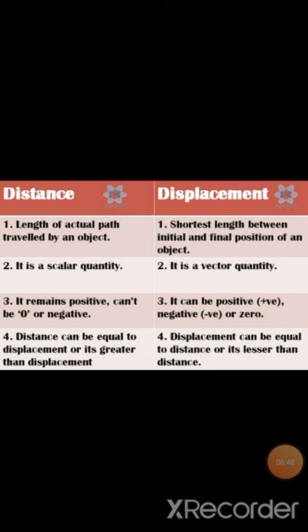Now, let us see whether distance is a scalar or vector and displacement is a scalar or a vector. When we talk about distance, we don't specify any direction. So, distance is a scalar quantity. Displacement is the shortest path. When we say the shortest path, we are indicating a direction. So, displacement is a vector.